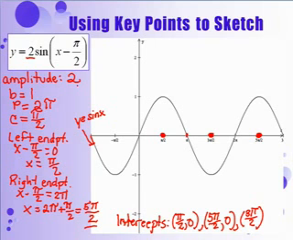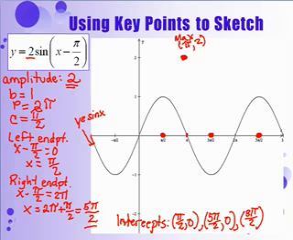Now since our amplitude is 2, our maximum is no longer 1, but 2, because we multiply the amplitude in order to get the maximum. So your max is now at pi, 2.